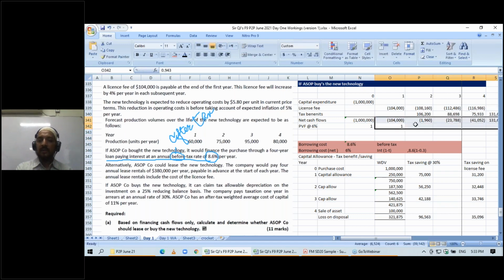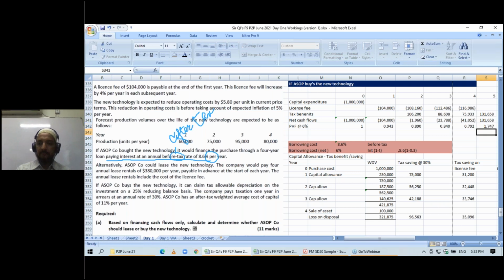So please calculate or use the tables for the present value fraction up to 3 decimal places. The second year will be 0.890. The third year will be 0.840. The fourth year will be 0.792. And the fifth year will be 0.747. So these are the present value fractions at which you get the present value.